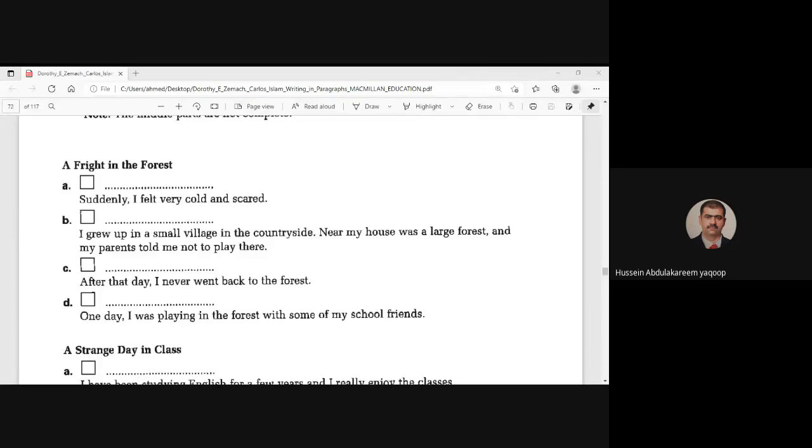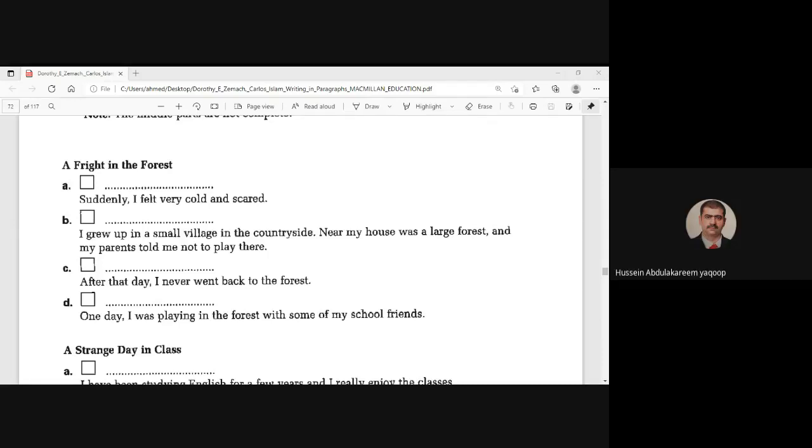Which letter is number 2, Ali Hassanin? Number 2, point D. Okay, letter D, the beginning of the story. Okay, go read it, please. One day I was playing in the forest with some of my school friends. That's correct. Okay, thank you.